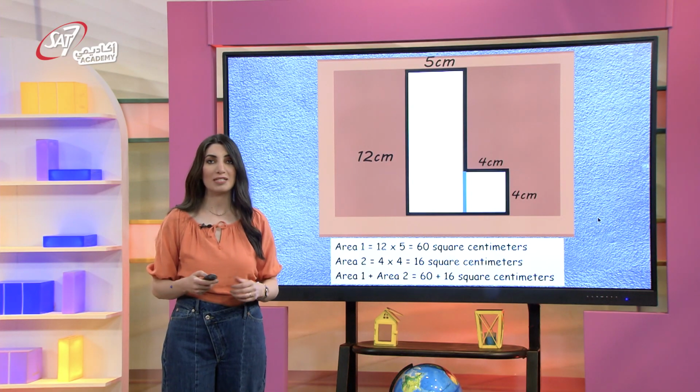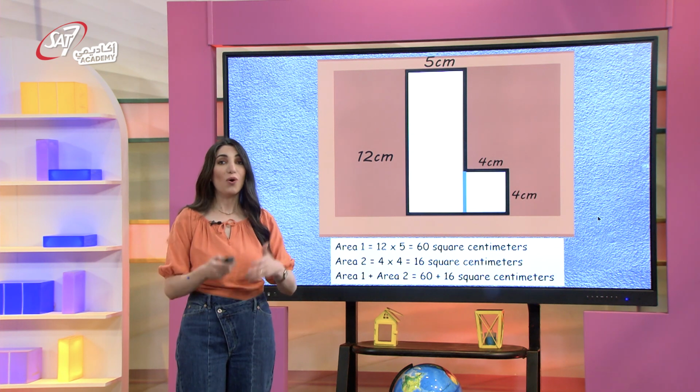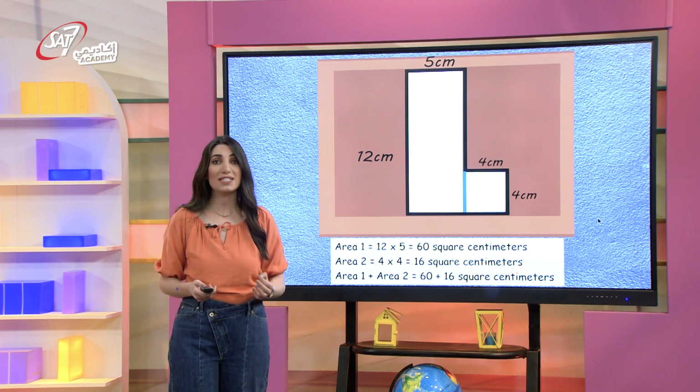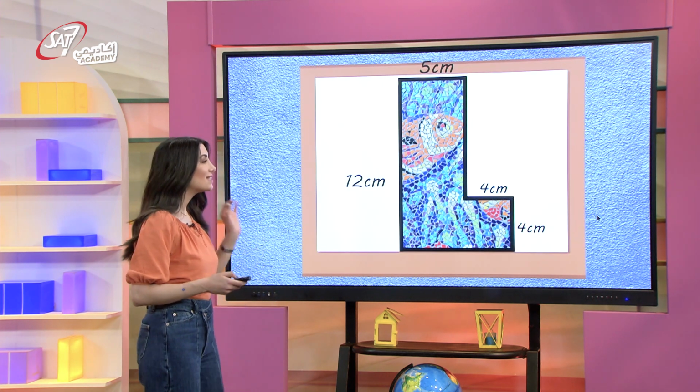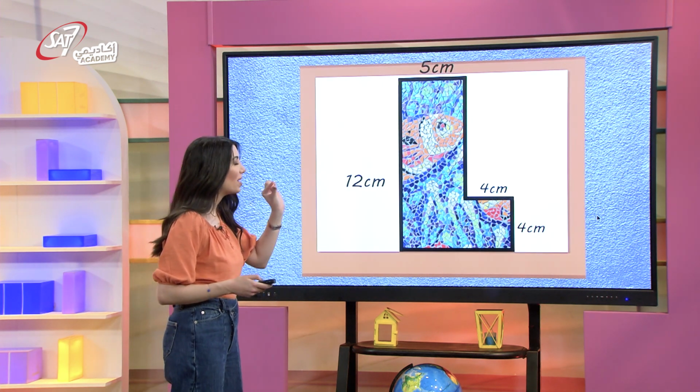Now we add both answers together. 60 plus 16 equals 76 square centimeters. The area of the whole canvas is 76 square centimeters. So, Lara needs 76 small squared mosaics to fill this beautiful canvas, taking into consideration that every square mosaic has a length and a width of 1 centimeter.